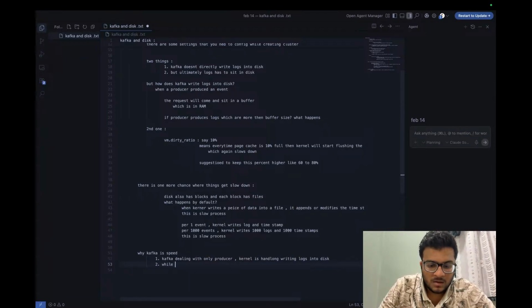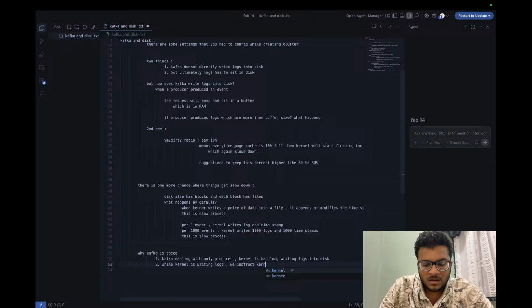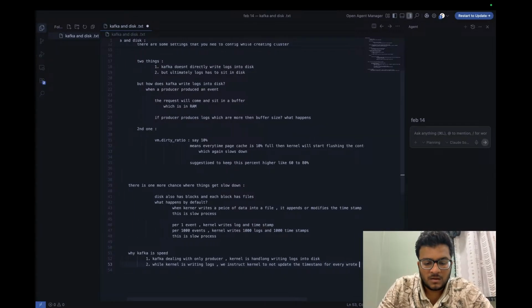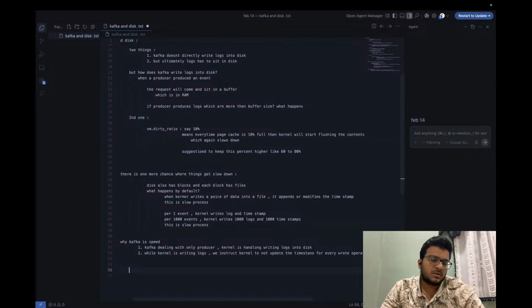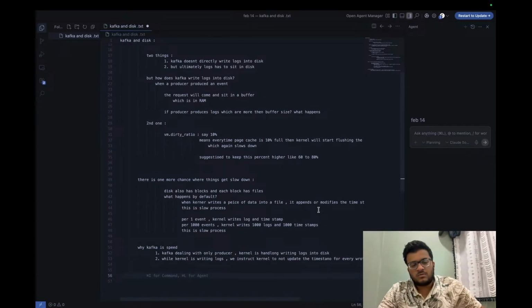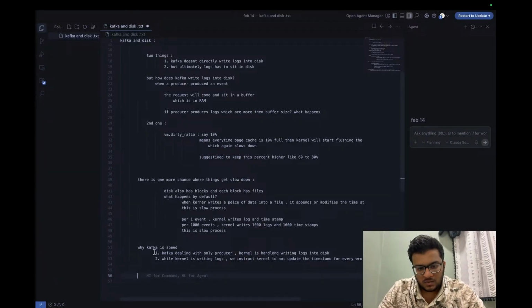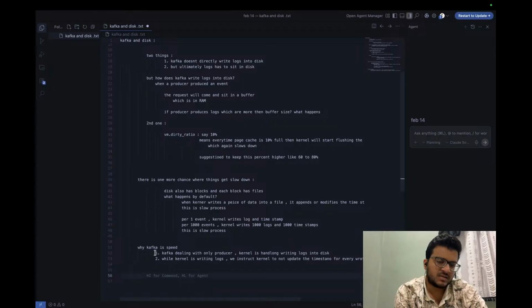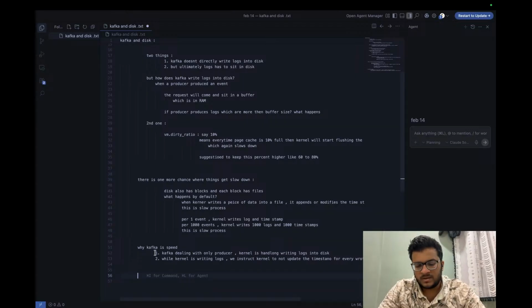Second, while the kernel is writing logs, we instruct the kernel to not update the timestamp for every write, because that's a slow process. These are the two things that make Kafka faster. These are not the only two things, but these are the two from the hardware perspective. That is why detailing to the core matters a lot, because every choice should pay back in a good project.